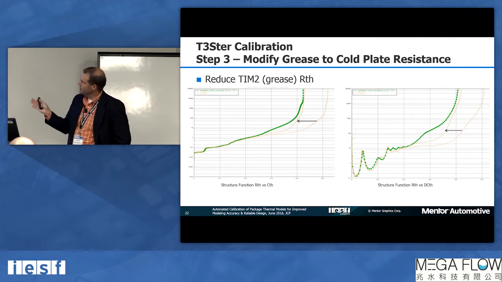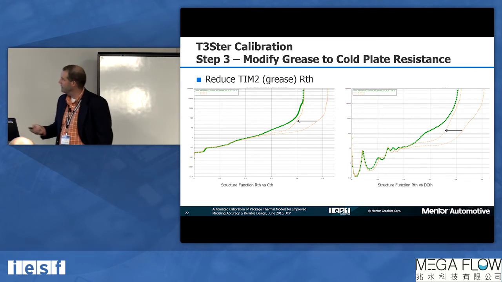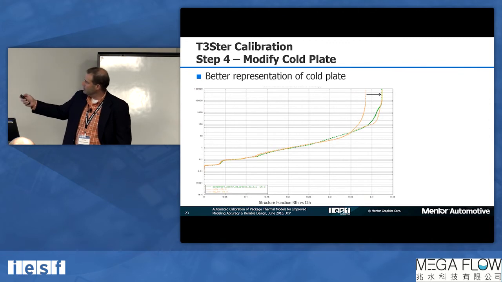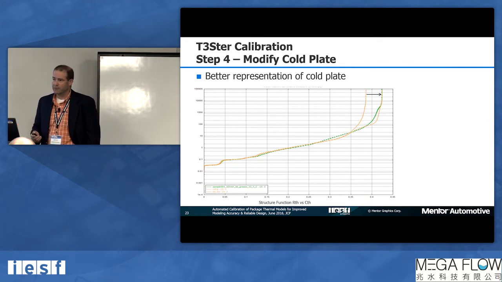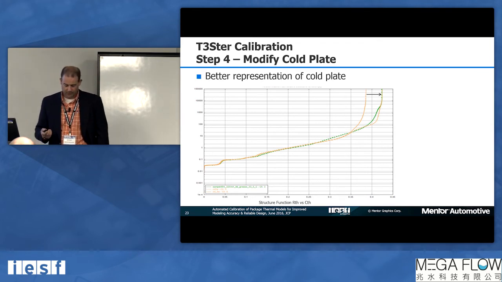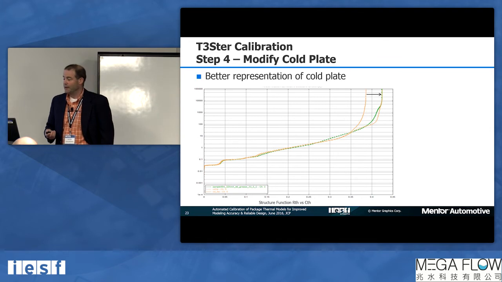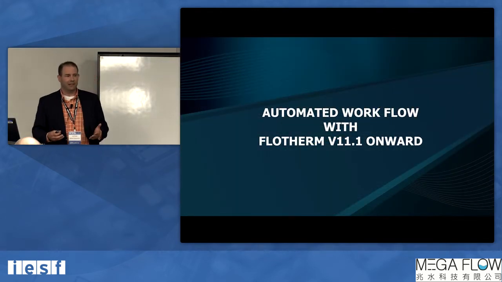We make these changes, and we keep tweaking the simulation until we come up with an even match with the structure function. So now the structure functions overlap. So when my simulation model simulates as the test would, we should get the same temperature results. Okay? So that's kind of working through it by hand.